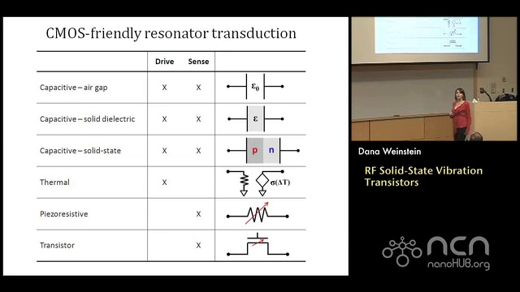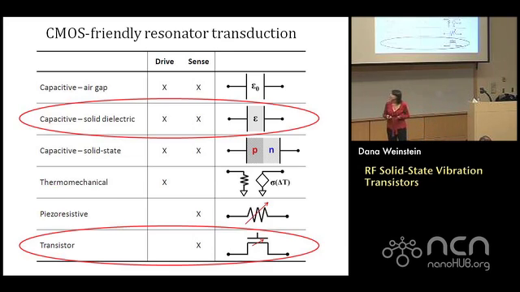We can take advantage of the piezo-resistive nature of silicon and do piezo-resistive sensing. We can't drive vibrations this way, but we can sense them. In the same vein as this piezo-resistance, we can actually use the transistors themselves and maybe modulate the channel of a transistor using acoustic waves. So in this work, I'm going to focus on capacitive drive using solid dielectrics, like the beautiful gate dielectric found in CMOS, and transistor sensing that really leverage the best of CMOS to get to very high frequency operation.